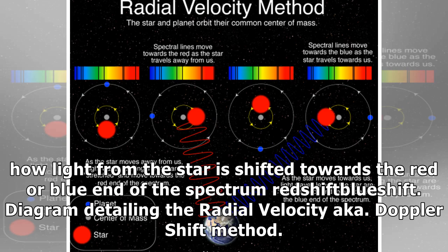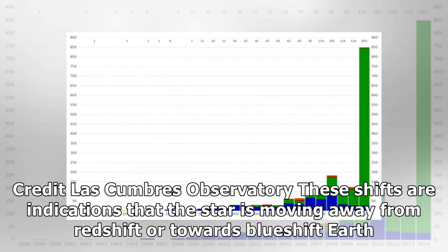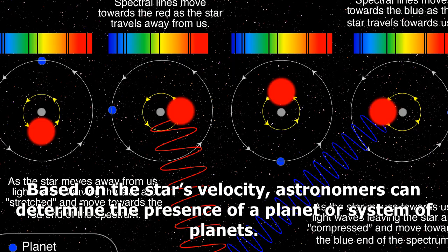Redshift, blueshift. Diagram detailing the radial velocity, aka Doppler shift method. Atlas Cumbres Observatory. These shifts are indications that the star is moving away from Earth (redshift) or towards Earth (blueshift). Based on the star's velocity, astronomers can determine the presence of a planet or system of planets.